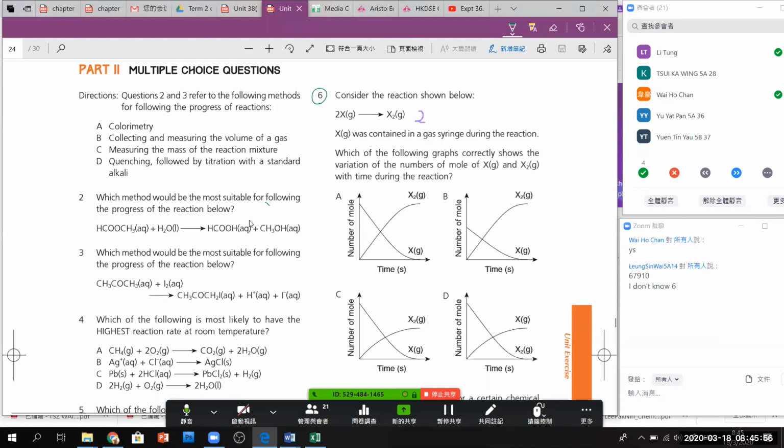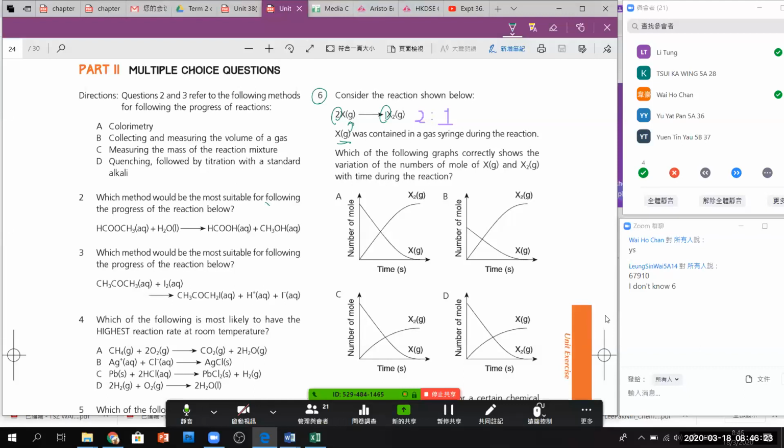Now consider the reaction shown below. So you have got this, right? 2 to 1. Yes, that's right. X was contained in a gas syringe during the reaction. Origin is X, right? Which of the following graphs shows the variation of number of moles of X and X2 with the time during the reaction?